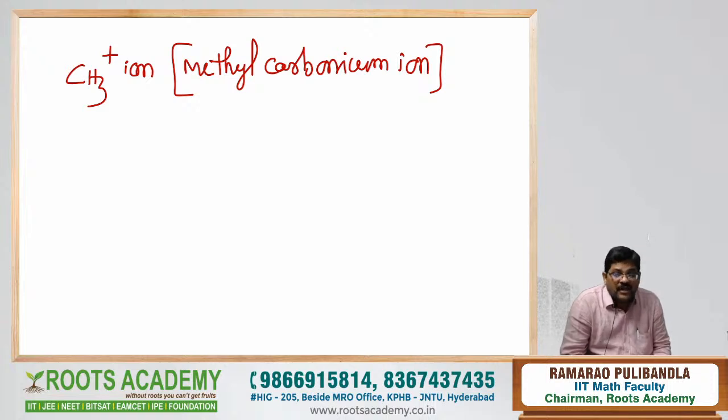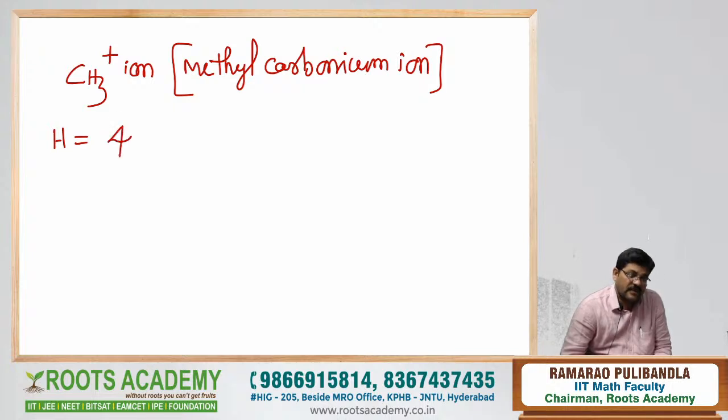Now, how do you find out the hybridization in methyl carbonium ion? Simple explanation. Hybridization H is equal. Who is the central atom? Carbon is the central atom. So what is the group number? The group number is 4 because carbon is a fourth group element. How many hydrogens are there? 3 hydrogens are there. Okay, don't worry, I am explaining.